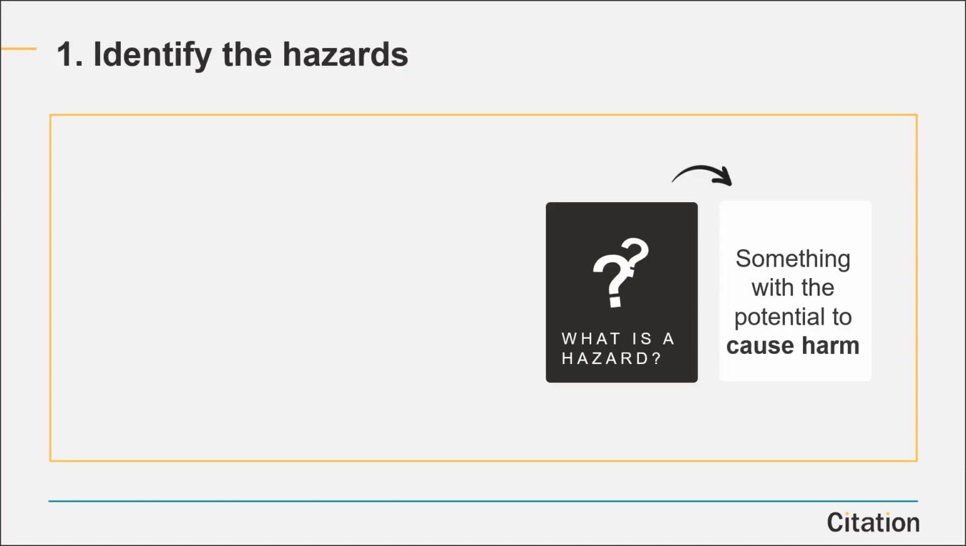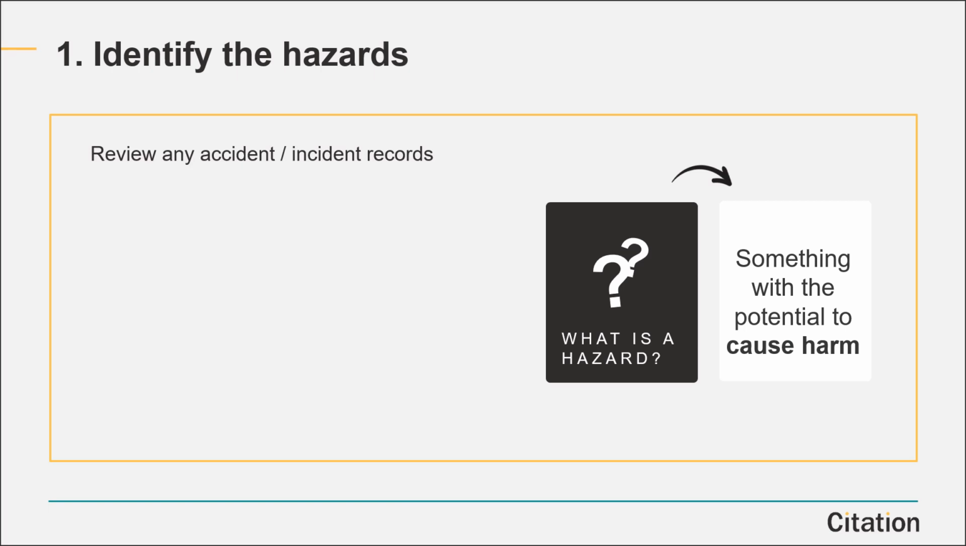In step 1, we identify the hazards. So a hazard is something with the potential to cause harm. And often people confuse a hazard with likelihood and so on and so forth. But if you think about this in the simple process, you need to think what can cause harm to an individual or to the premise.